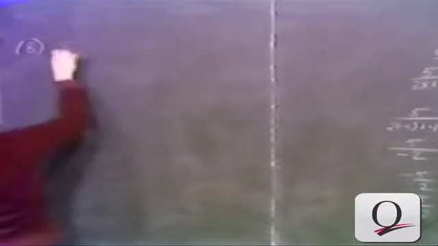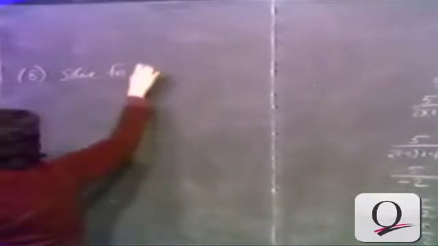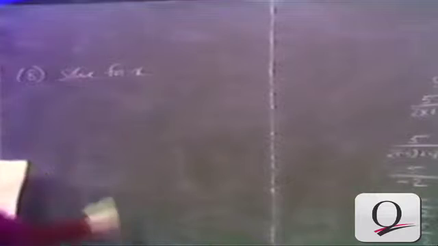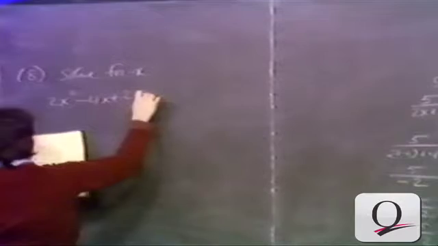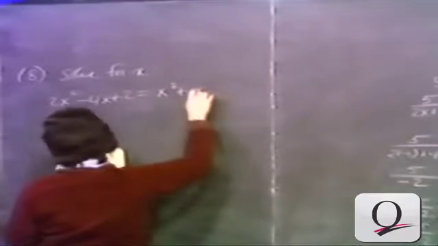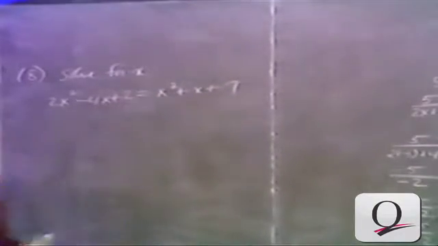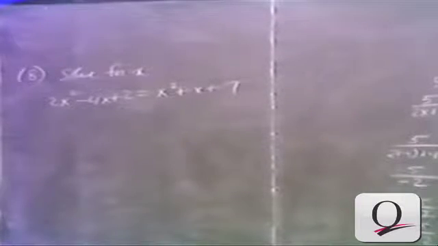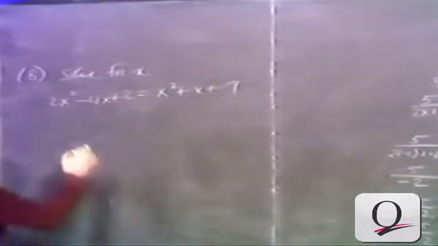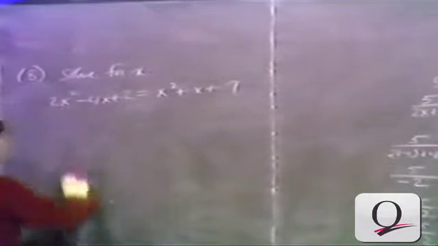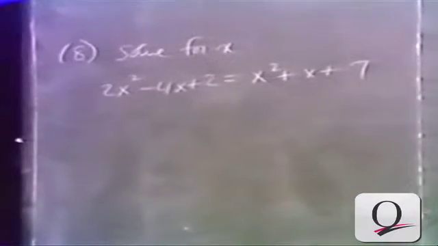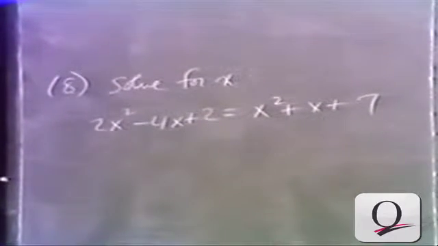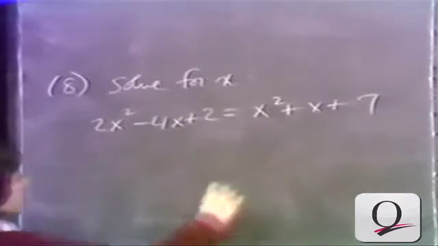Okay, in our next example, 8, we would like to solve for x the following equation. 2x squared minus 4x plus 2 equals x squared plus x plus 7. Okay, we'd like to get it. Well, we have a second degree term here. We see when we subtract x squared from both sides, it will not drop out, so therefore it's going to be a quadratic equation, and we'd like to get everything on one side equal to 0.